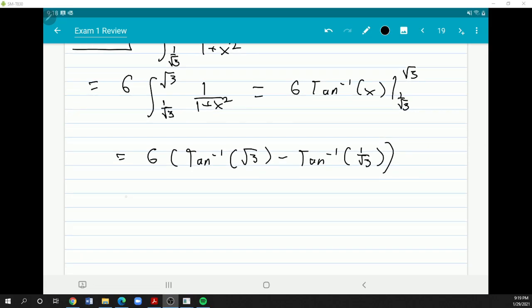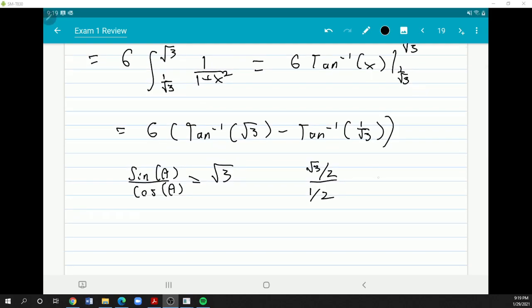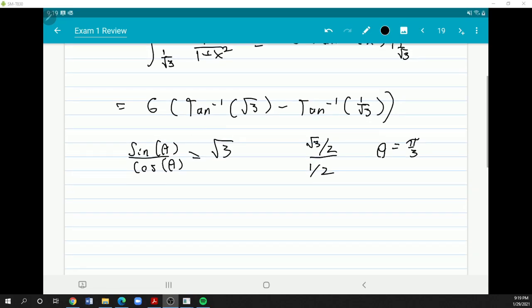actually, what that would mean, sine of theta over cosine of theta would be equal to root 3. Does that ever happen? Yeah. When sine of theta is root 3 over 2 and cosine theta is 1 over 2, then we're going to get this. So where does this happen? This happens uniquely when theta equals pi over 3.